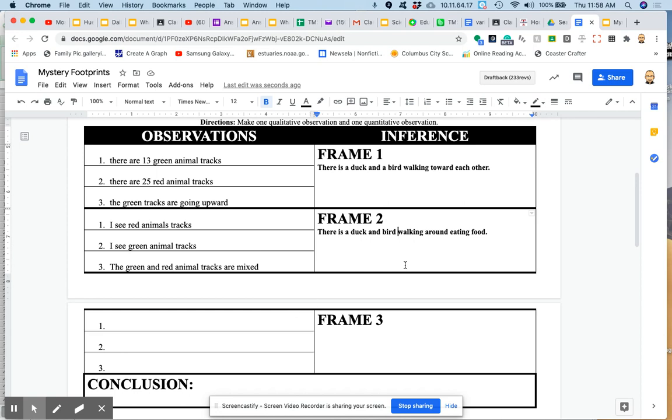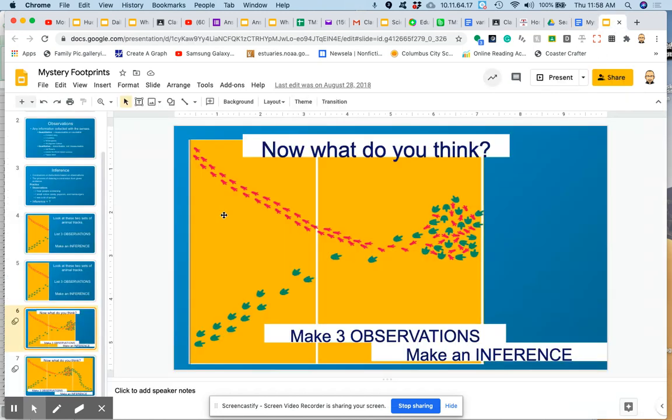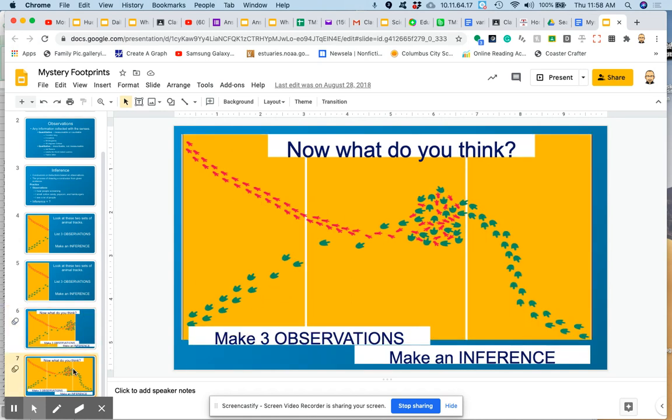Now I'm going to go through to my third and final frame. Now what I think's happening here. Okay. Well, I'm sorry. That's the inference. I need to get my act together. 3 observations of what I see. Okay. Now I can count. 1, 2, 3, 4, 5, 6, 7, 8, 9, 10, 11, 12, 13, 14, 15, 16, 17, 19, 20, 21, 22, 23, 24.